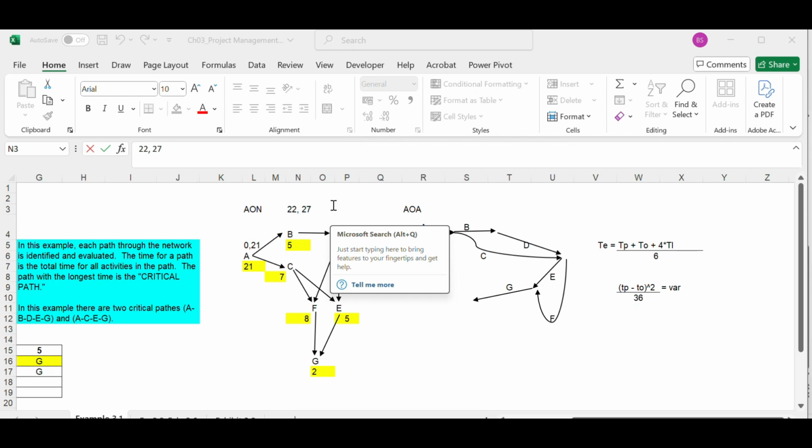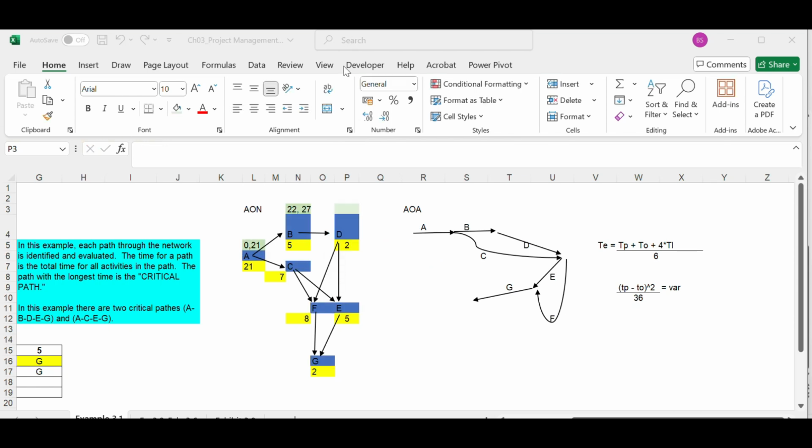Activity D starts after activity B. So it can start at the 27th minute. So there is a small mistake. This is 21st. When activity A finishes at the 21st minute, activity B can start at the 21st minute and it can end at 26th minute. Right. Now activity D can start at 26th minute and it can end at 28th minute. Now activity E can start after B and C completes.